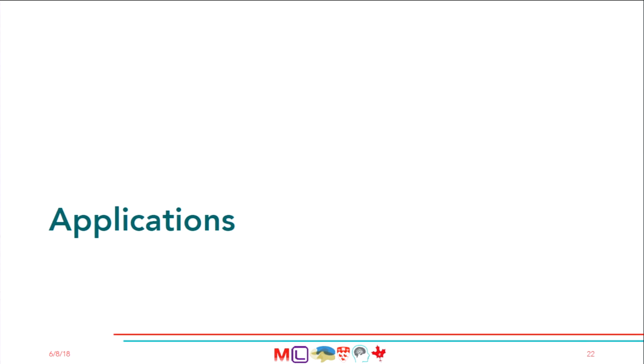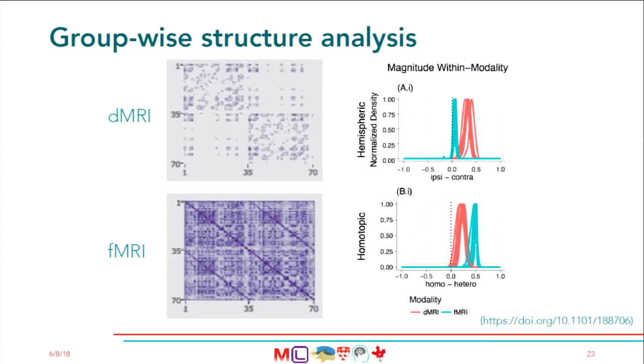Okay. So now for some applications. One perhaps obvious application is simply trying to understand the difference in structures between functional and structural connectomes in humans. On the top we see structural connectomes from diffusion MRI, on the bottom we see functional connectomes from fMRI. The left column is simply an example connectome from each of these types.